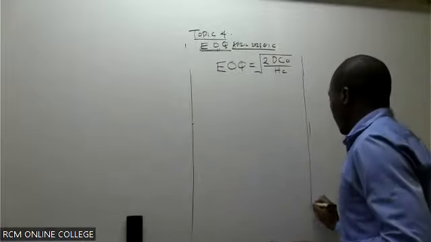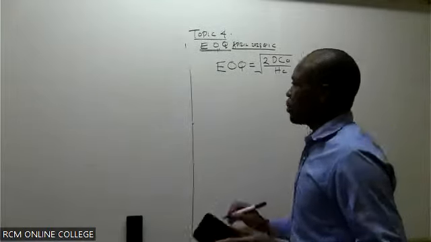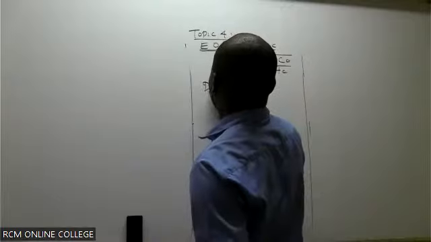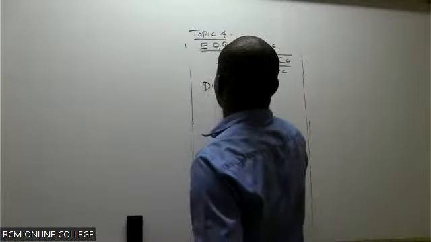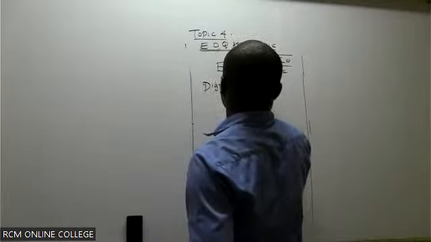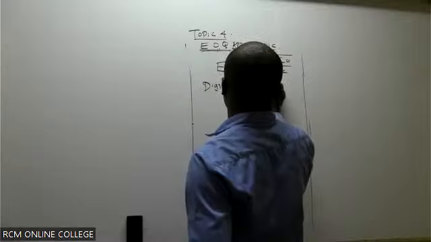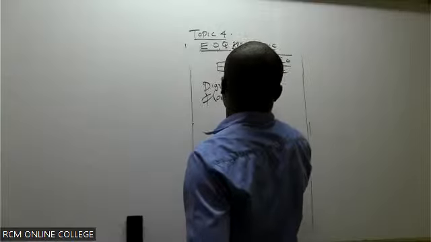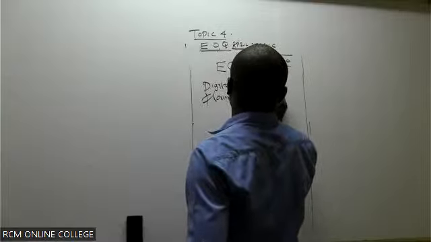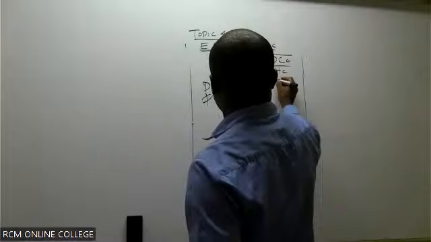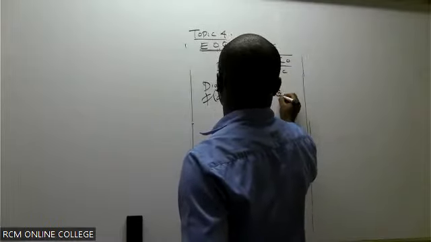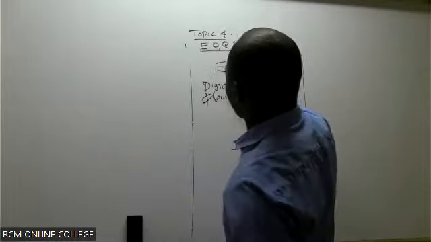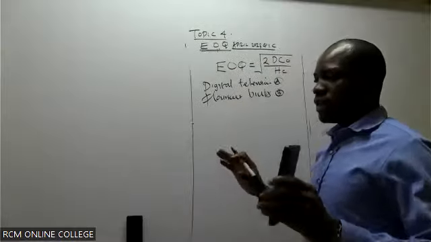Now, you know what these people are actually trying to test here? We have two items here. We have digital television. We have fluorescent bulbs. Now, we have A, we have B. Economic order quantity.